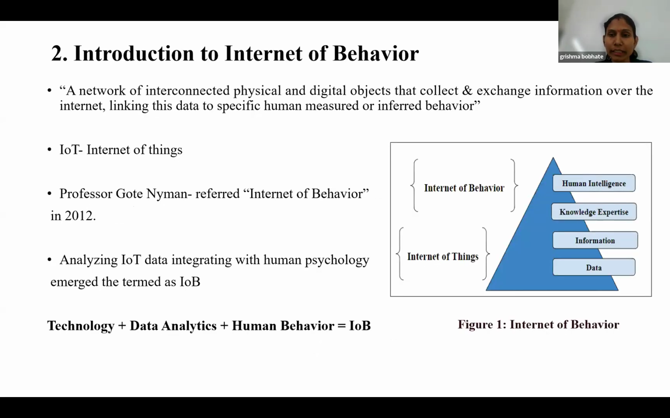Next part is what exactly the Internet of Behavior is. Internet of Behavior comprises IoT and intelligence. That is, we can say it is a connection between the physical and digital objects where we can exchange data. Basically, IOB stands for where technology meets data analytics and human behavior gets analyzed. That means analyzing IoT data, integrating it with human psychology, to understand the behavioral patterns as well as the trends that emerge in the IoB.